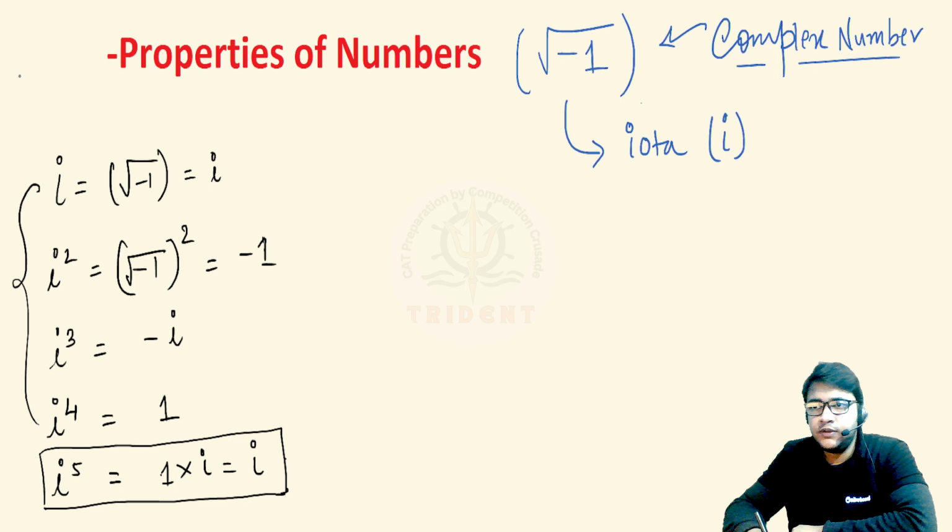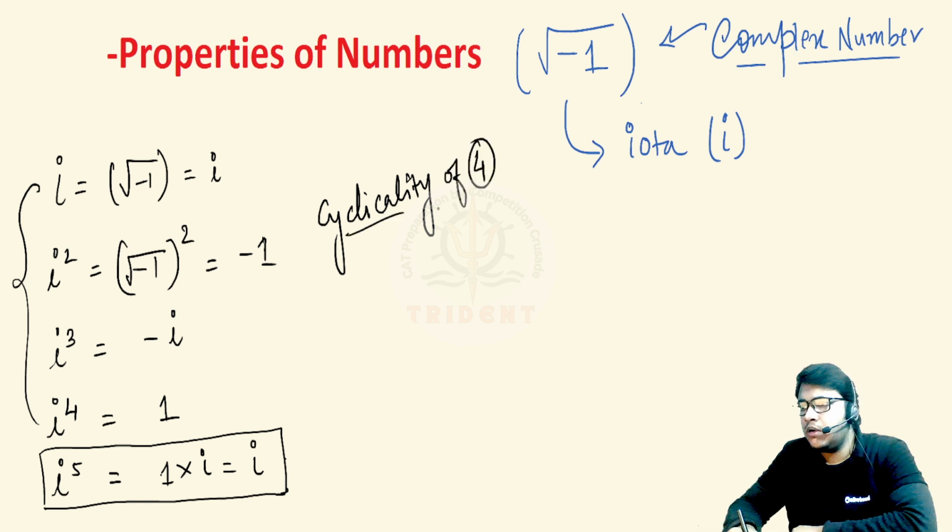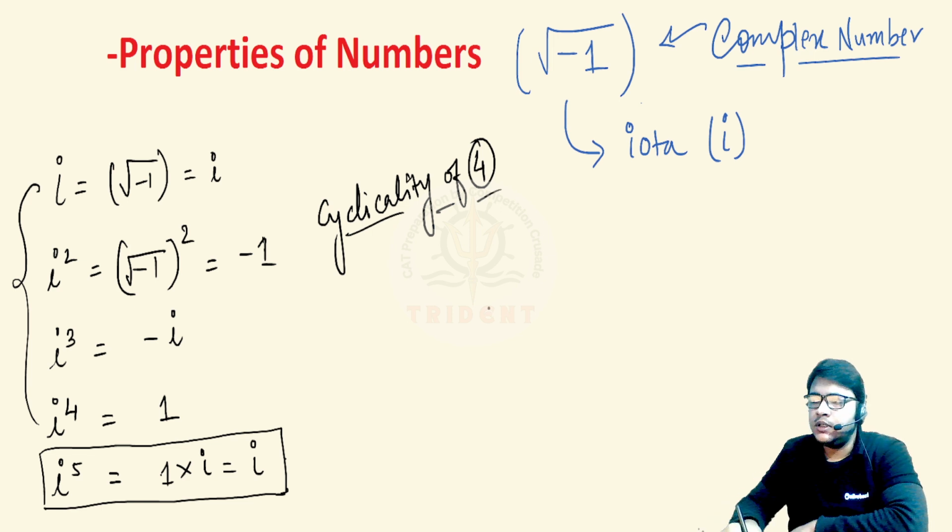In other words, if you see this entire sequence of numbers, i raised to the power 2, i raised to the power 3, i raised to the power 4, they have a cyclicality. Some people also like to call this cyclicity, or cyclicality of 4. Now what exactly does the cyclicality of 4 mean? That if there is a number, suppose given as i raised to the power 4k, I can predict the outcome.